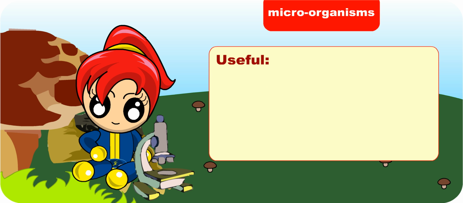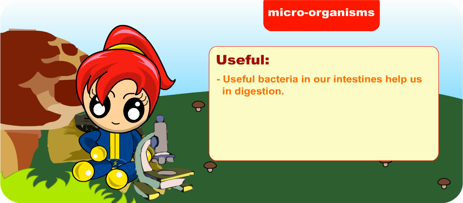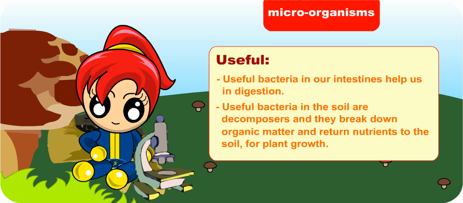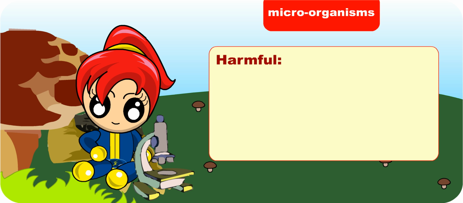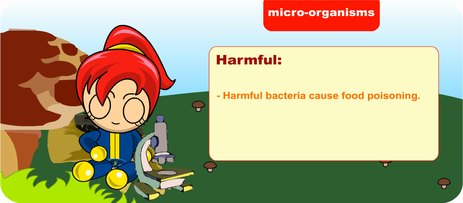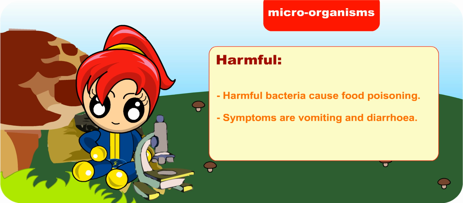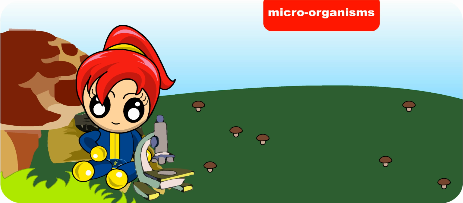For example, good bacteria found in our intestine help in digestion. In addition, bacteria are decomposers. They break down organic matter and return nutrients to the soil for plant growth. As for harmful ones found in the food we eat, they usually cause food poisoning, which symptoms are vomiting and diarrhea. Can you stop harmful bacteria from spreading?